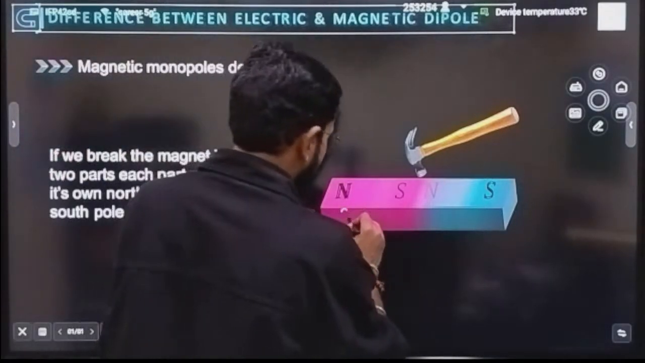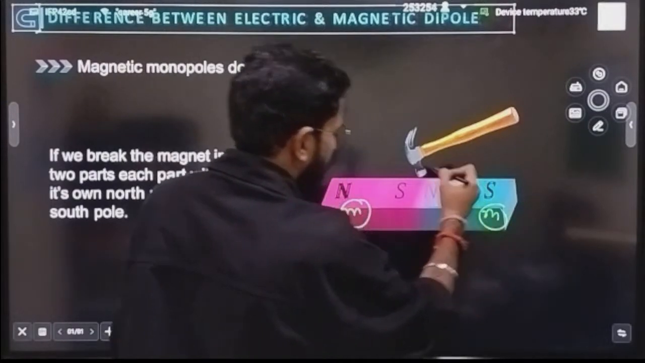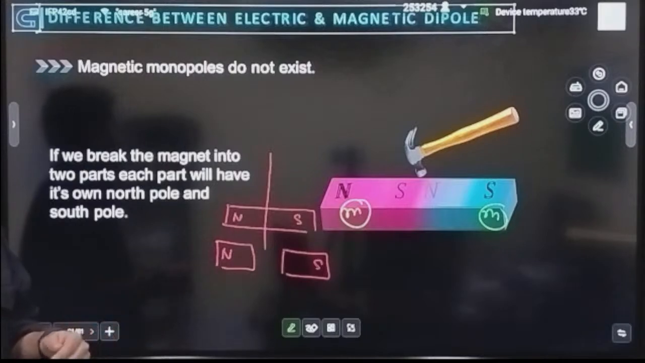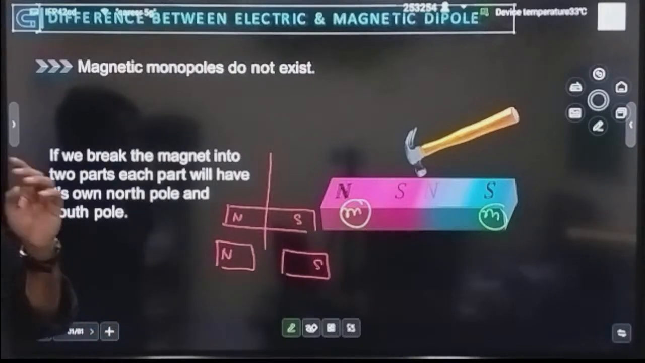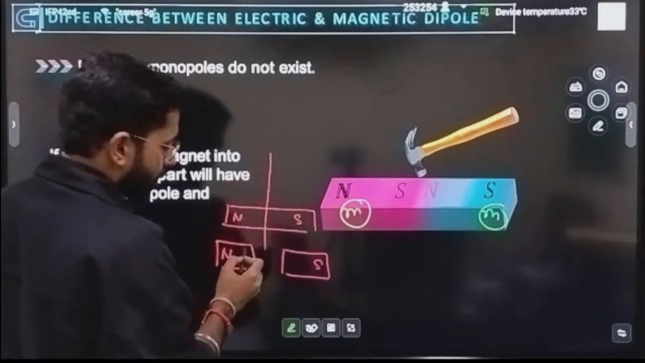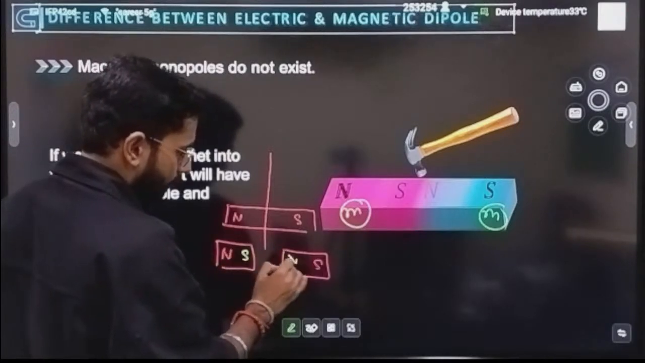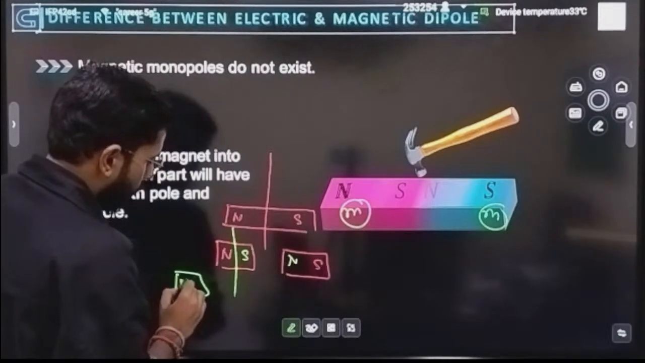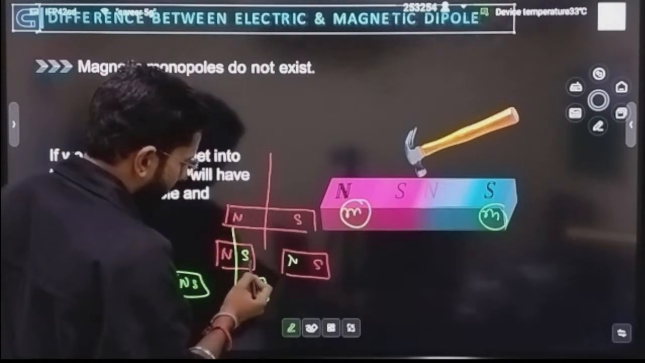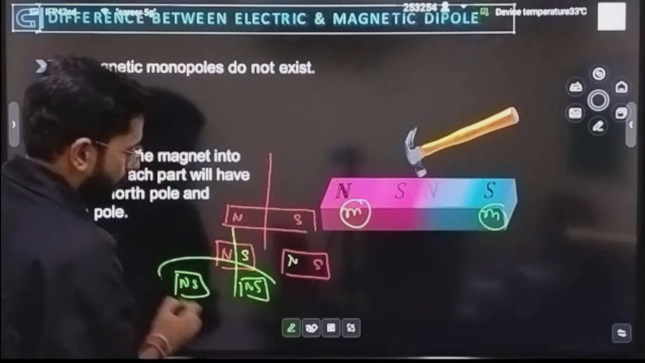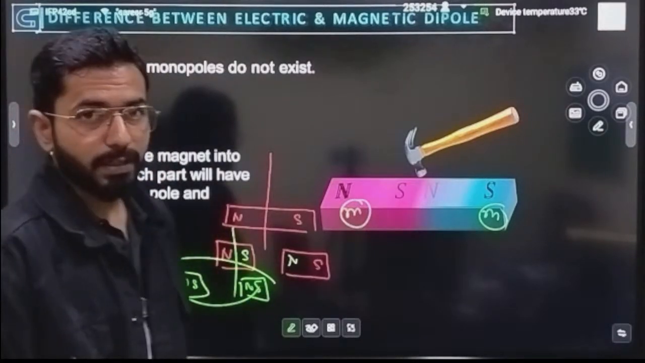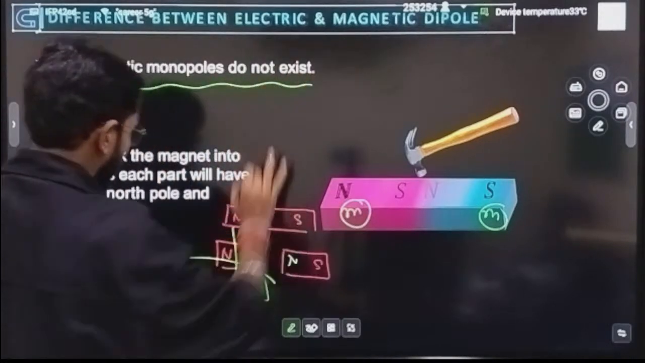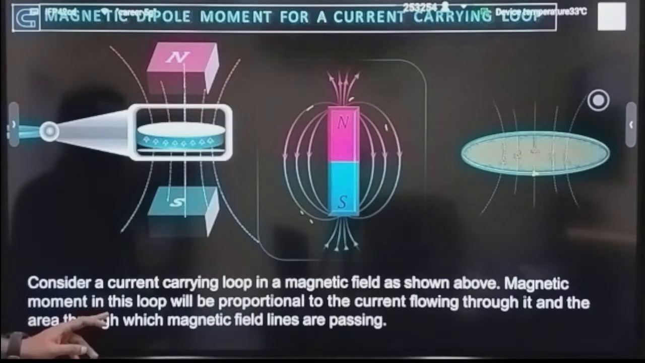What is a monopole? The small m that I have represented, those represent monopoles. So it is not practically possible for a magnet to have a monopole. Monopole means there are not two different poles. When you break this, this will become south and eventually automatically this will become north. If you break it again, again it will become north and south, and it will go on further. Correct? So a magnetic monopole doesn't exist. This is the important point that you have to remember.